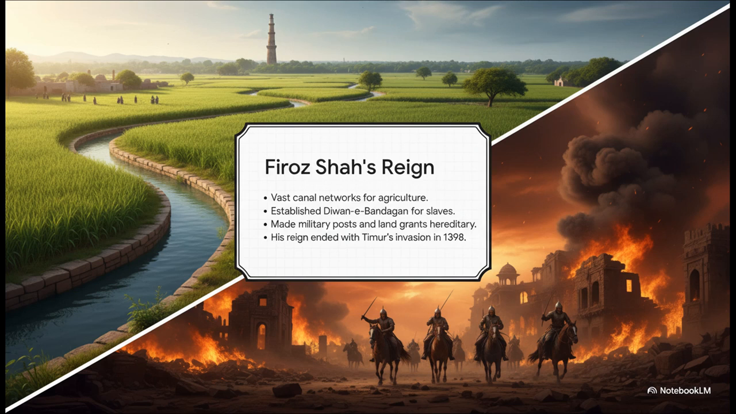He constructed vast canal networks that brought agriculture to completely dry lands, and he founded new cities like Firozabad. But, and it's a big but, his administrative choices totally planted the seeds for the empire's doom. He made military posts and land grants hereditary and centralized thousands of slaves under a dedicated department. This fatally weakened the state's meritocracy and power, and that set the perfect stage for Timur's apocalyptic invasion in 1398, which, as you might guess, absolutely shattered the Sultanate.